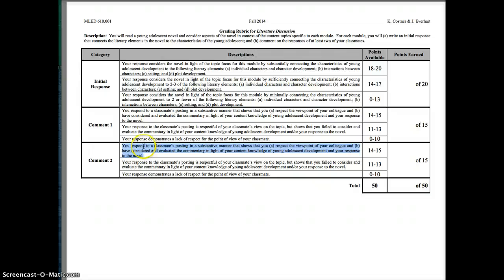One thing I wanted to point out here that we kind of missed talking about on the first rubric, I believe, is this point value, the 14 to 15. While it's a little bit less than the point value here in the initial response, it's not significantly so. So these comments that you're making on these rubrics are really important and count for a significant amount. You want to make sure that your comments are thorough and substantive and are offering a lot of feedback.